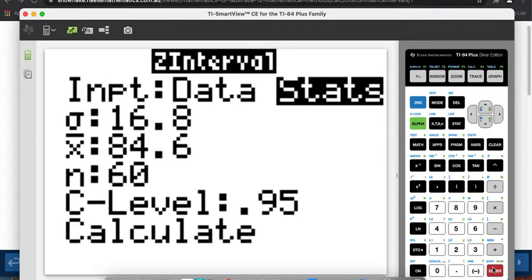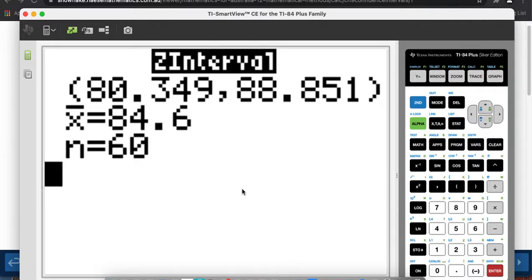So we'll hit calculate. And what it's given us is the upper and lower. So 80.3 up to 88.9. Okay? It does give us this again. We already entered that data, but that's what the Z interval is for. So you calculate, and absolutely, if a question gives you all the information to use a calculator, use your calculator.